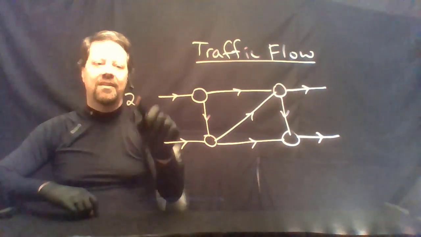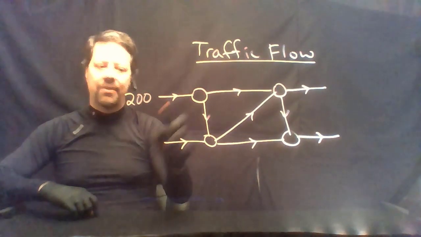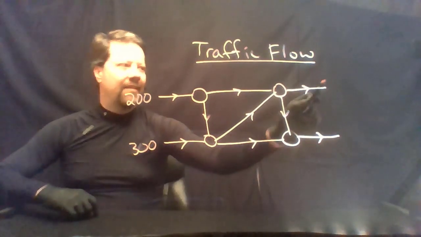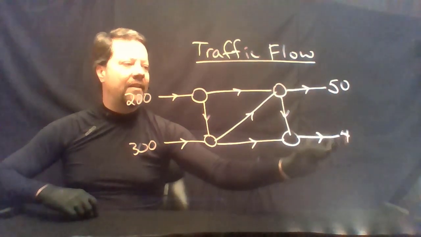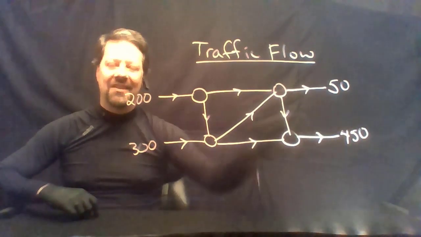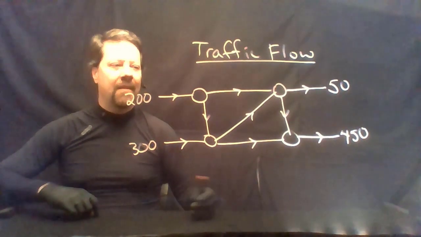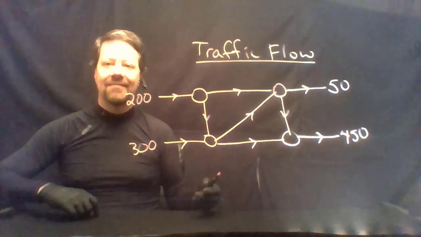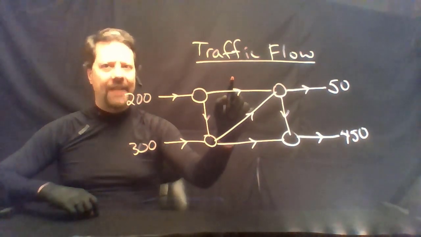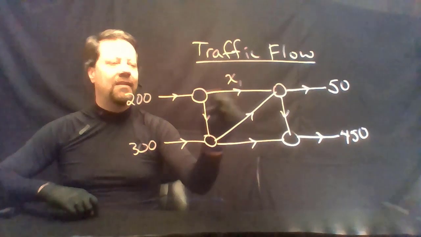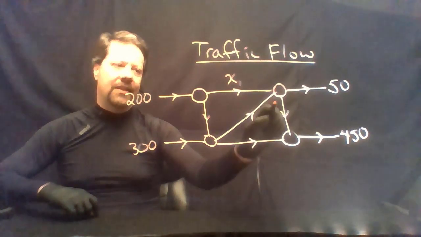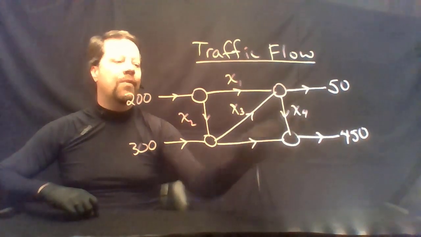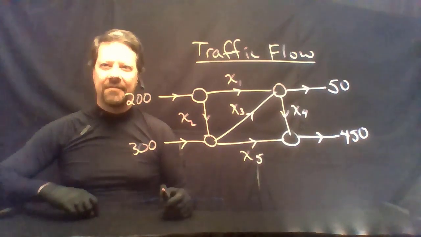Let's suppose that we have 200 cars per hour entering this road, 300 coming out this way, 50 per hour coming out this way, and 450 per hour coming out this last route. How many cars are traveling on the various streets in between? Well, we don't know. Let's give them variable names until we can figure this out. Let's call the traffic going this way on the top road x1, x2, x3, x4, and x5.